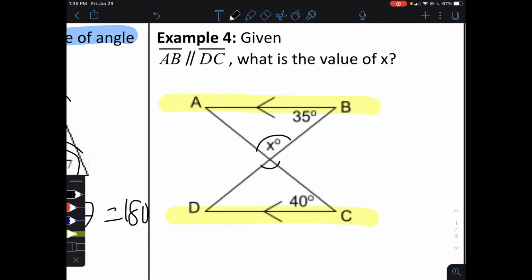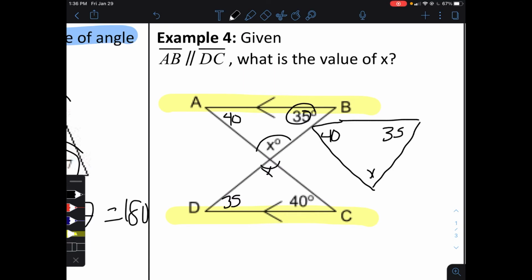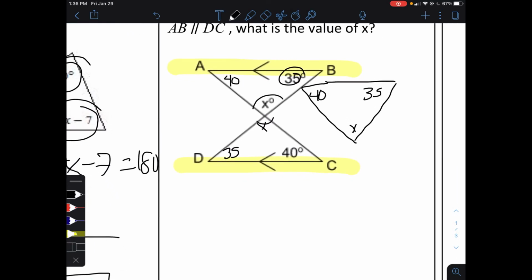Okay. So if 35 is here, it would be here too. If 40 is right there, it would have to be here. So if I were to redraw any of these triangles, and X goes right here, of course, I'm going to draw the top one. You have X, 40, and then 35. Remember, those are all interior angles, and their sum is equal to 180. So I'm going to do X, 40, and 35, and equal that to 180.